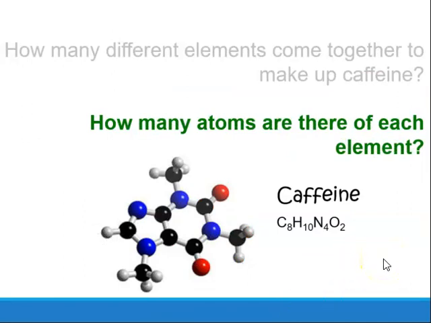So how many different elements come together to make up caffeine? So we know that we have carbon, hydrogen, nitrogen, and oxygen. So that is 1, 2, 3, 4 elements that make up caffeine. But we can see that we have numerous atoms of each element that make up caffeine. And it's this number of elements that make up different molecules. So here we have 8 atoms of carbon, 10 of hydrogen, 4 of nitrogen, and 2 of oxygen.